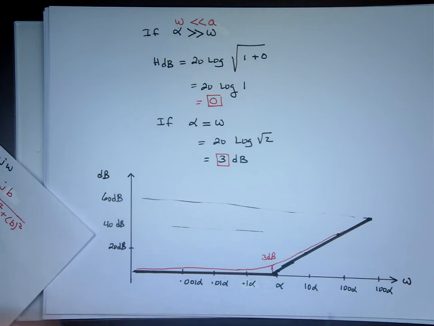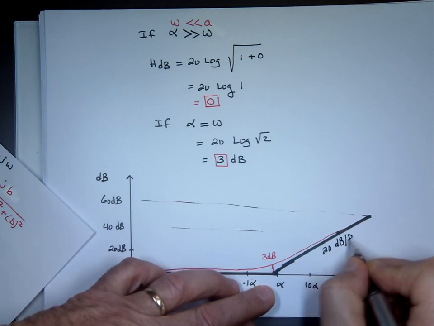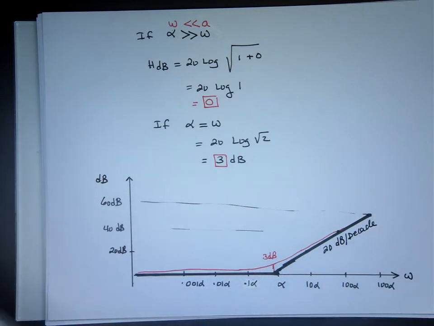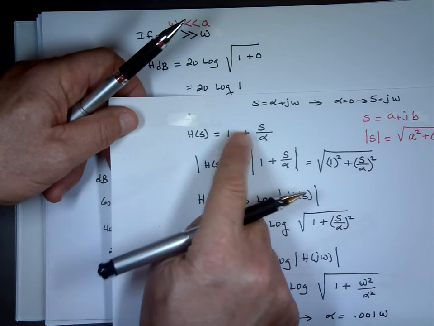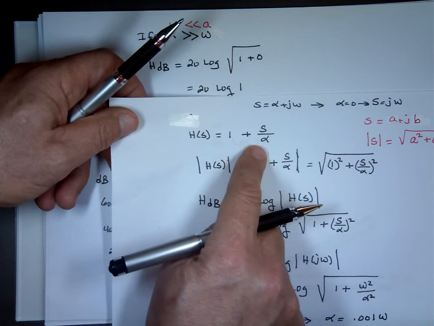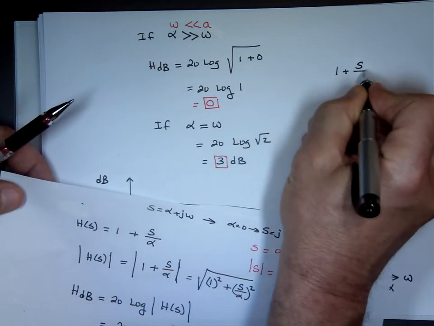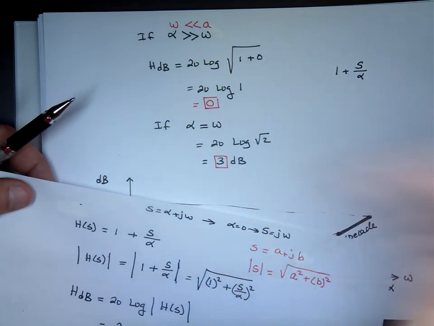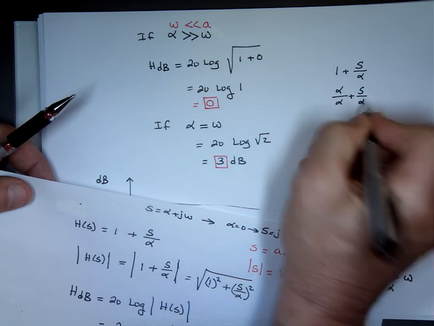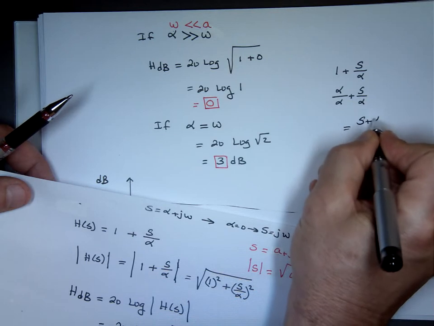How fast is it rising? At the rate of 20 decibels per decade. Now let me go back and visit that function, 1 plus s over alpha. If I write that, my LCD is what? My LCD for these, if I was to add them, would be alpha. Alpha is a number, so I can write that as s plus alpha over alpha.